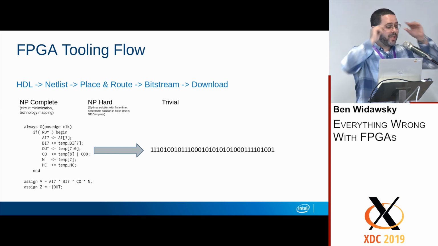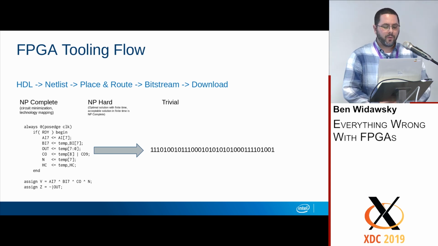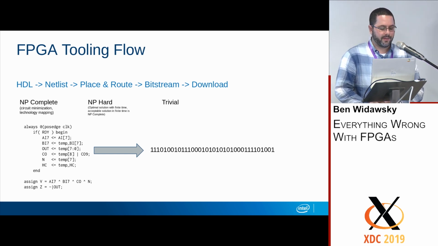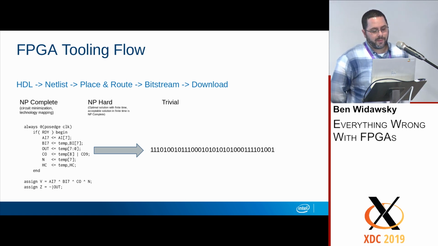So a typical FPGA flow would be you start with a high-level description language, and that is typically Verilog or SystemVerilog if you're fancy. That gets converted to a netlist, which then gets routed, and I will go into details. You get a bitstream out of that, and that goes into your FPGA. It's quite a complex series of problems.